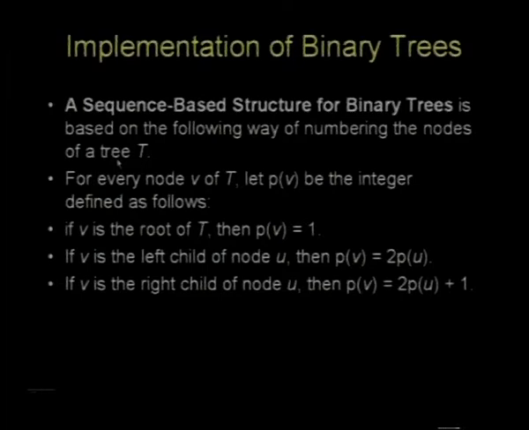So now let us look at implementation of binary trees. This is exactly what we have already seen. A sequential structure for binary trees is based on the following way of numbering the nodes. For every node V of T, P of V is the integer defined as follows. If V is the root, then P of V is equal to 1. If V is the left child of U, then P of V is equal to 2P of U, and if V is the right child of node U, then P of V is equal to 2P of U plus 1. This we have already seen as 2i; instead of using i we are using P here. So that is the implementation, and this is the example of that.